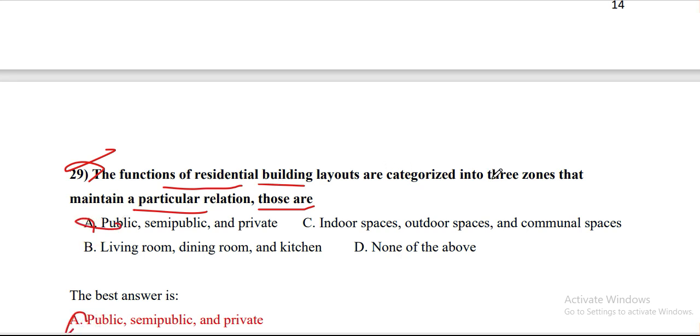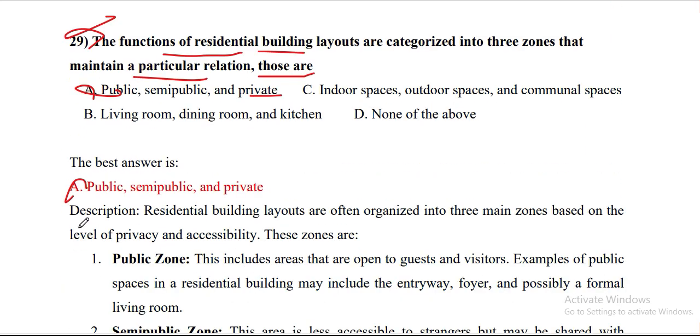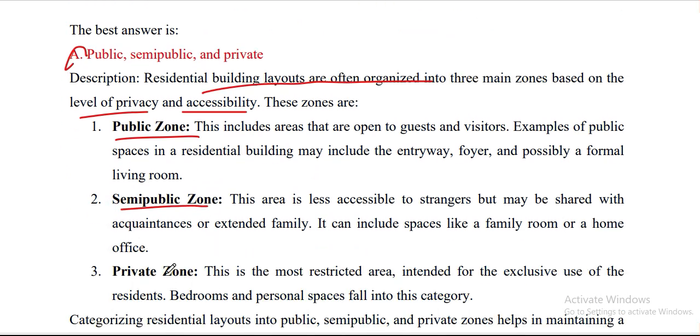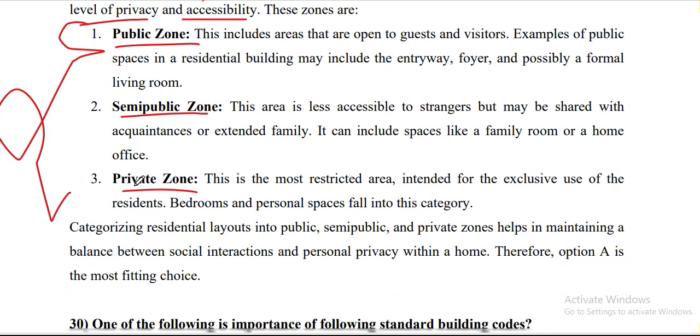The building layout zones are public, semi-public and private. Descriptions of them are given like this. If you want the details, read it. Levels of privacy and access. Those three, public, semi-public and private zones, are the 3 basic zones of apartment classification. So you can read the detail.